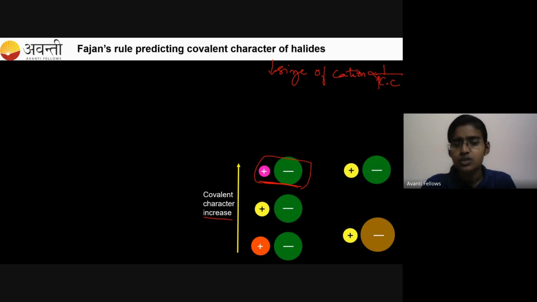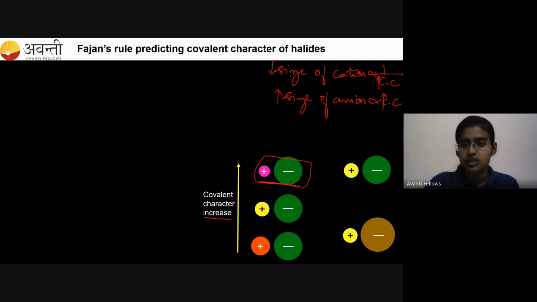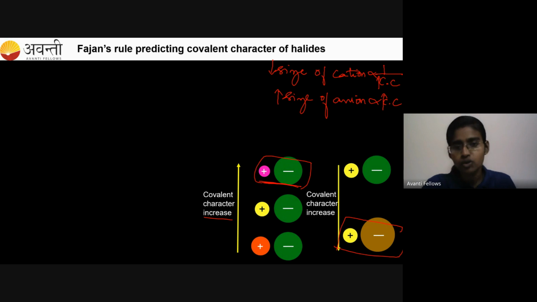Now here you see in the second system, the cation is same. Both yellow color cation sizes are the same, but the anion is differing. The green color anion is smaller than the brown color anion, right? Size of the anion is directly proportional to covalent character. Means the one which is having the largest size is more covalent. So which is more covalent? This anion is having bigger size, so this compound is more covalent.